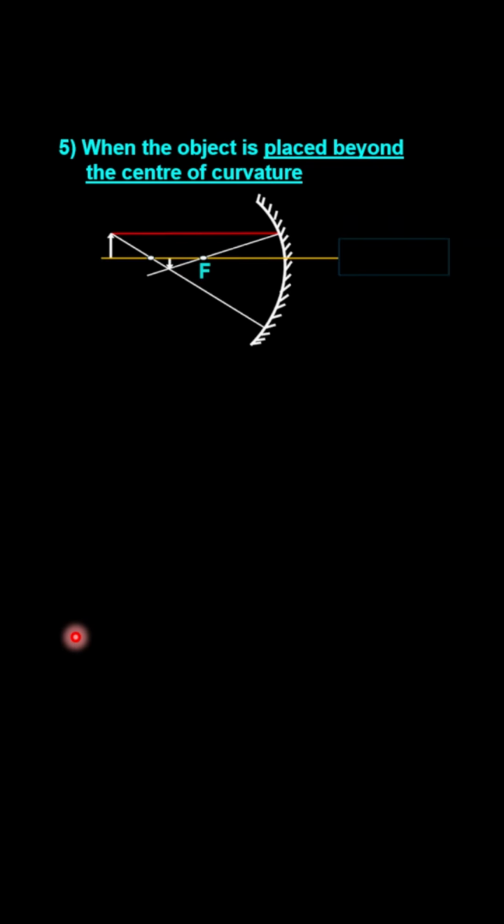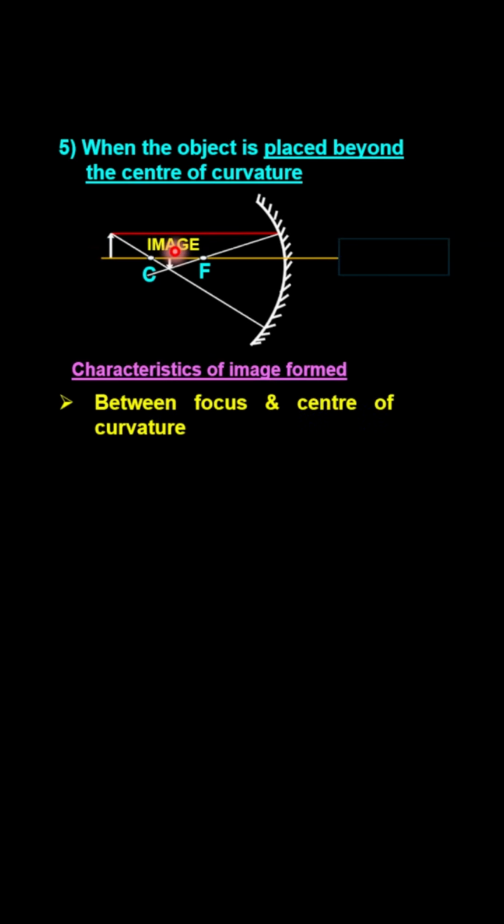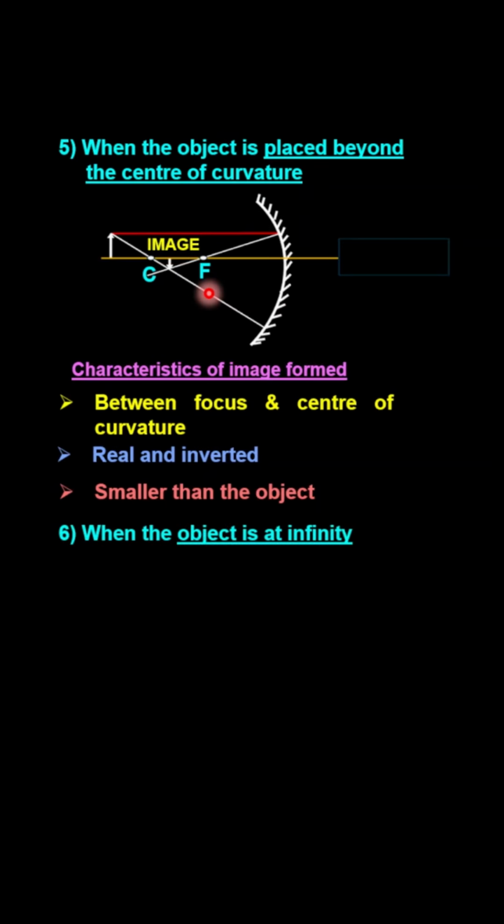Next case is when the object is placed beyond the center of curvature. So in this diagram, this is focus, this is center of curvature और ये है ऑब्जेक्ट. तो इमेज जो है वो यहाँ पर फॉर्म हो रही है और कैरेक्टरिस्टिक्स है इमेज की. इट इज फॉर्म बिटवीन फोकस एंड सेंटर ऑफ कर्वेचर, it is real and inverted and it is smaller than the object.